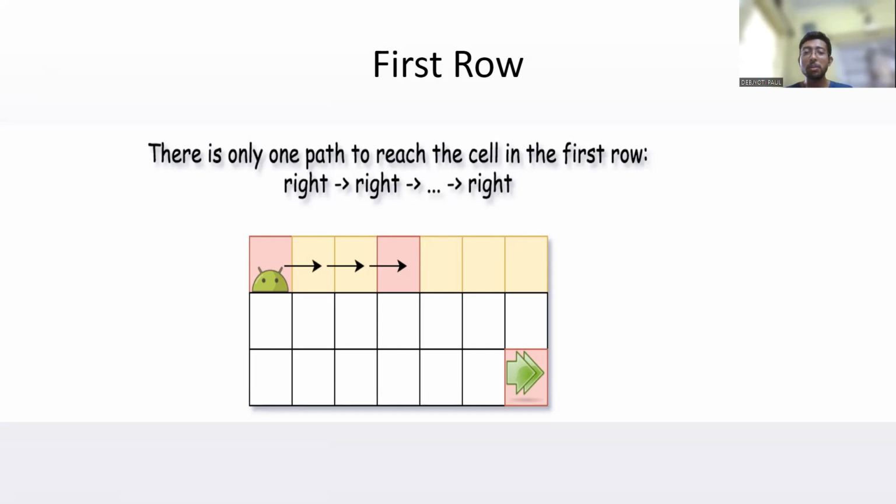Topmost row has only one path, because there is no cell above this. Hence, there is no way that a robot can come down to this cell. The only way a cell can reach this or this is from the left-hand side, and hence there is only one path, right? So that is the first important observation that we should have: there is only one path to reach any cell in the first row. So any cell in the first row will have only one unique path.